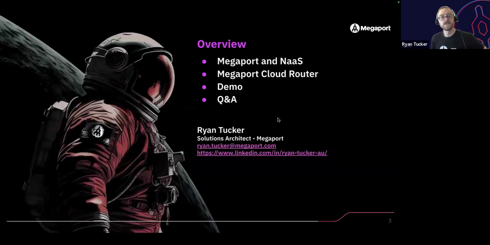We'll go through a couple of the usual bits at the start, just a really quick overview of Megaport and network as a service, and then we'll jump into the Cloud Router specifics. So we'll have a look at what it does and what the features are and what the architectures look like, and also some of the common use cases that we see. And then we'll jump into a demo, run through how you can deploy it in the portal, and then we'll do a Q&A at the end.